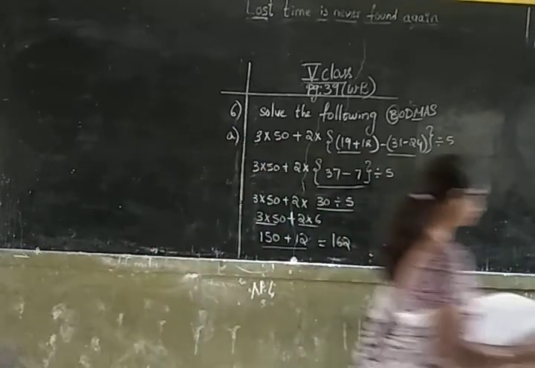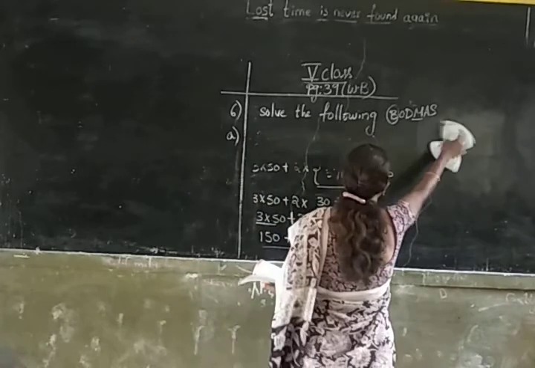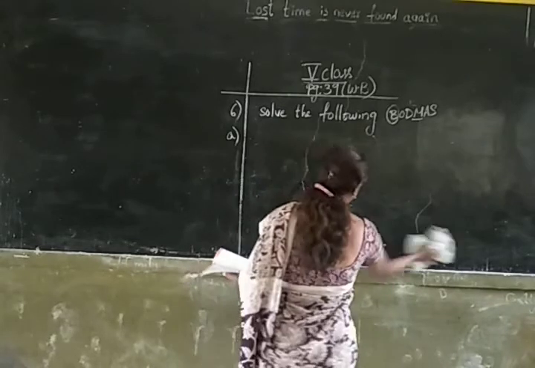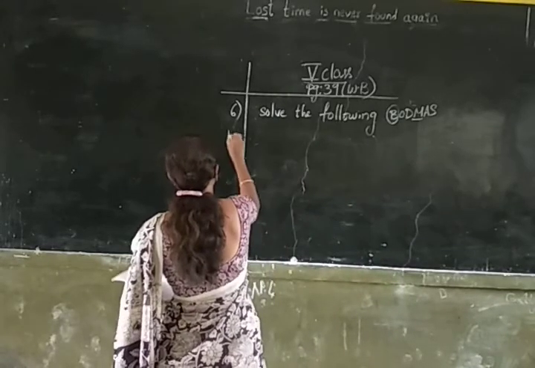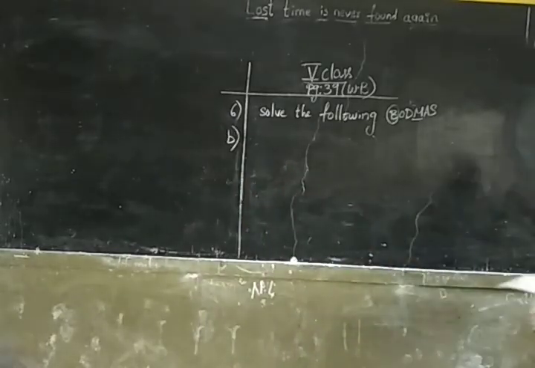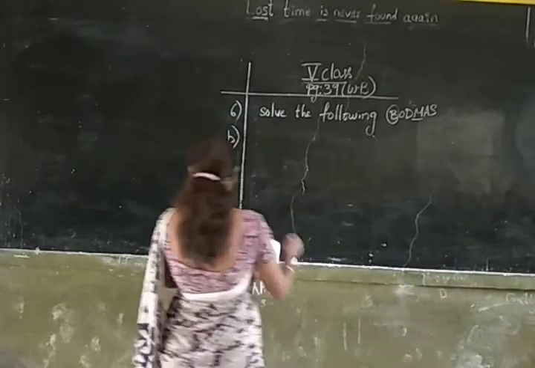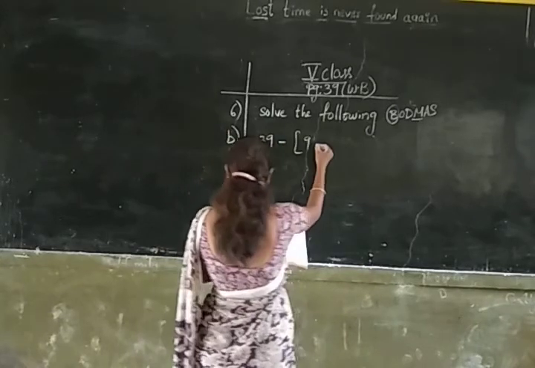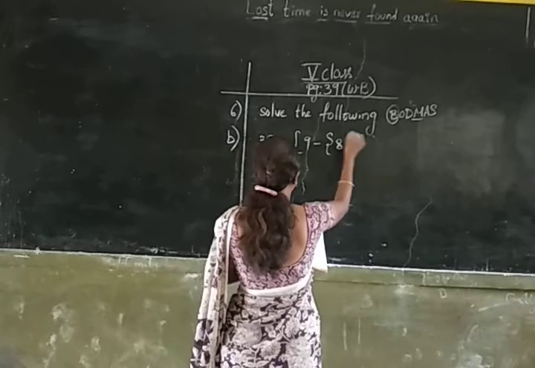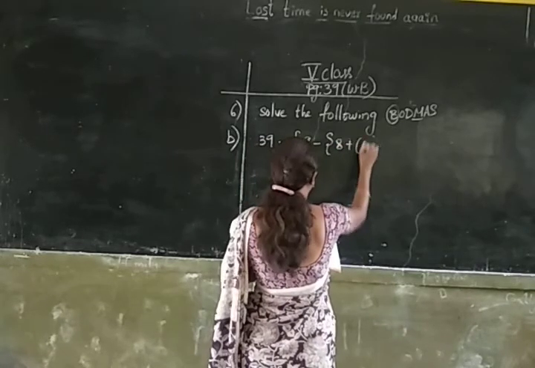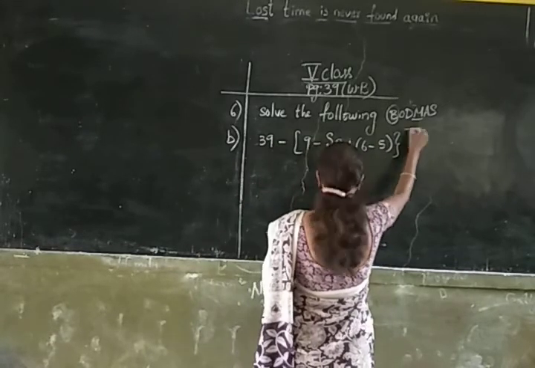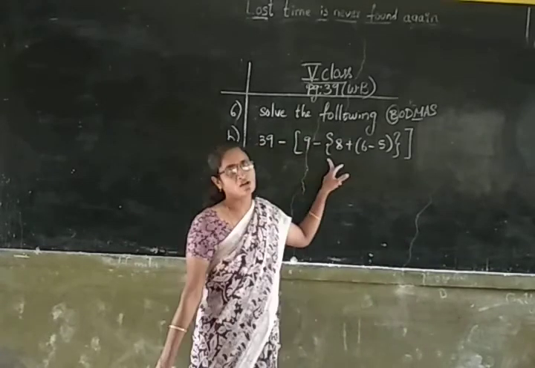Okay children. Now let us do the B sum. 39 minus square bracket 9 minus flower bracket 8 plus round bracket 6 minus 5, next flower bracket and the square bracket. Flower bracket is also called curl bracket.